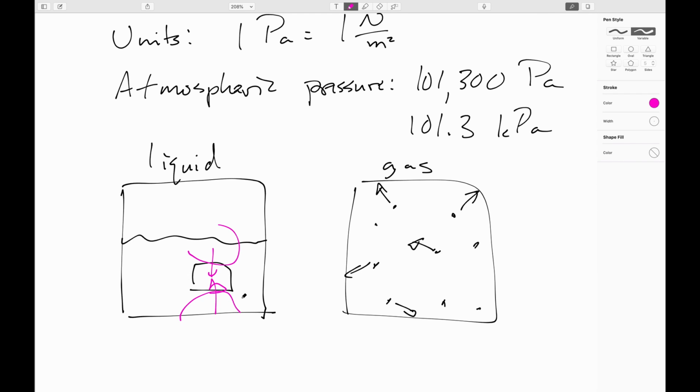And if we're, say, looking at a cube of fluid, then the areas involved would be the same. So that means the pressure down here would have to be greater than up here. So as we descend in the fluid, the pressure is going to increase, and we will make that quantitative shortly.